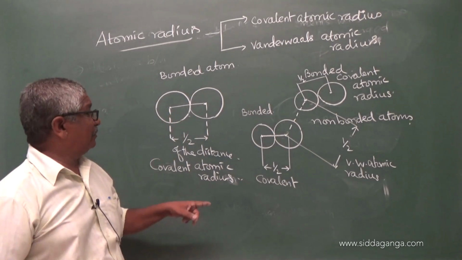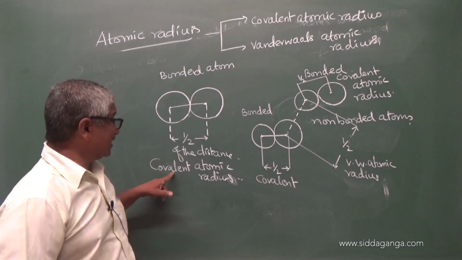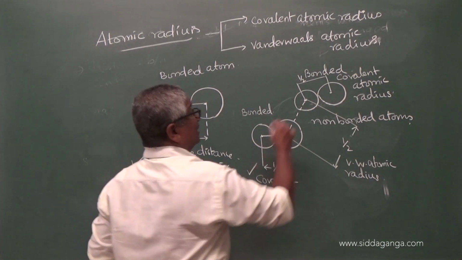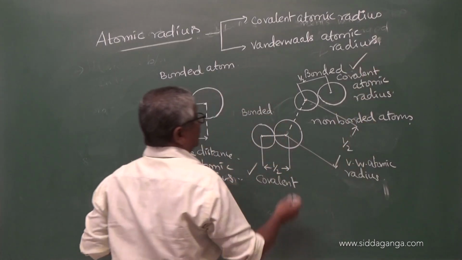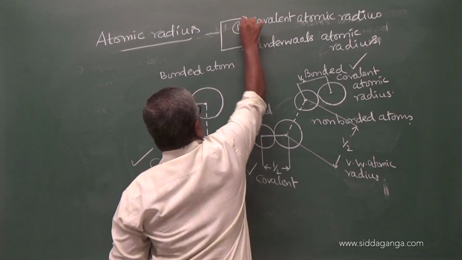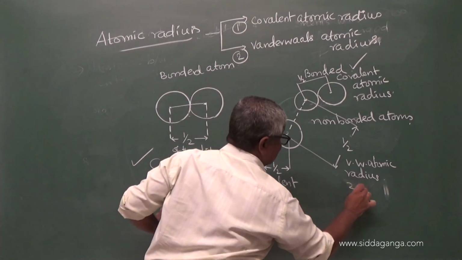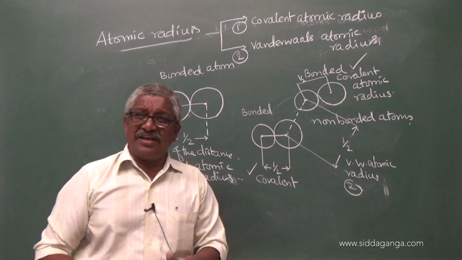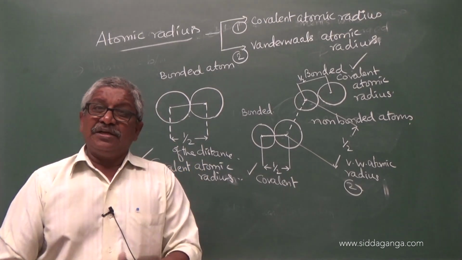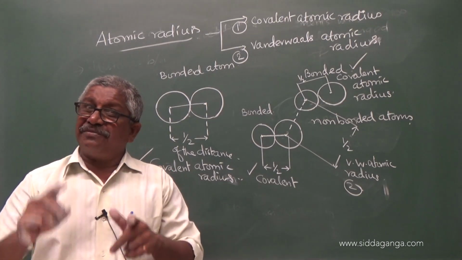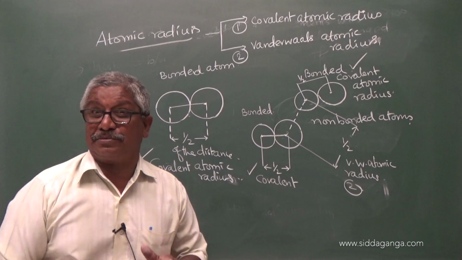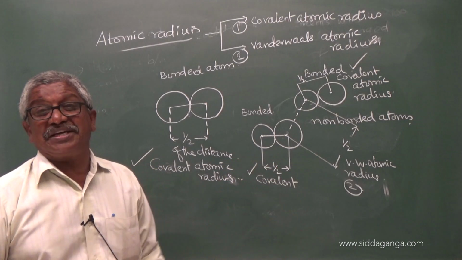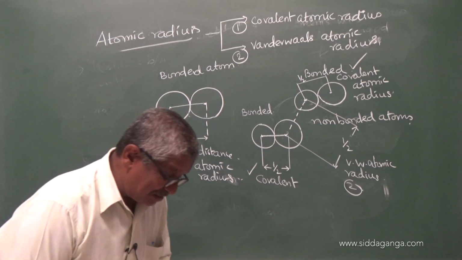See this diagram here. Here it is covalent atomic radius, this also covalent atomic radius, this also covalent atomic radius. But the van der Waals atomic radius is only this. It is half of the distance between the centers of the nuclei of two non-bonded atoms. Two non-bonded atoms give the van der Waals atomic radii.